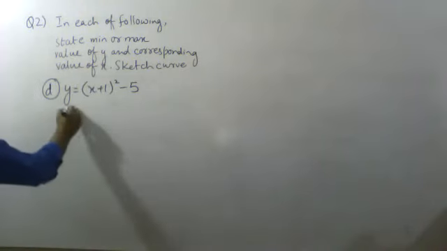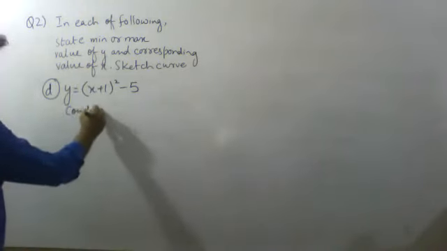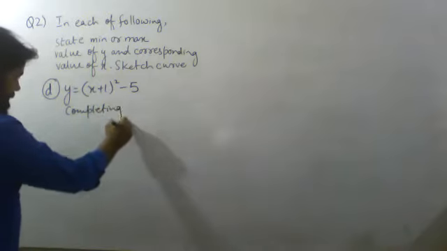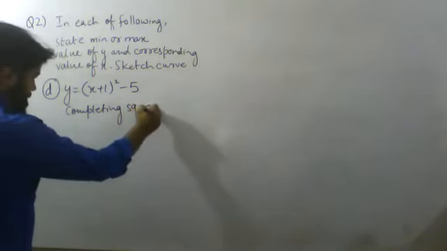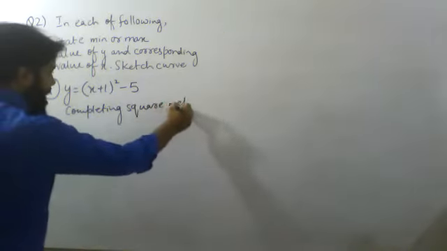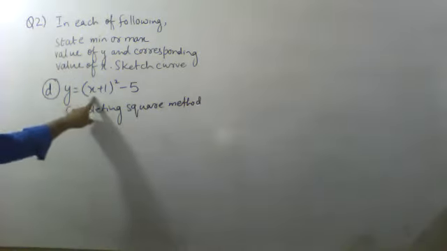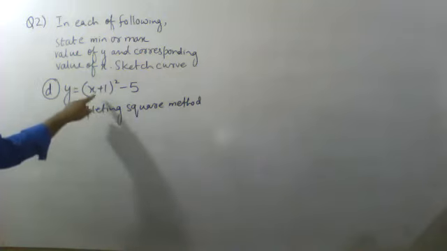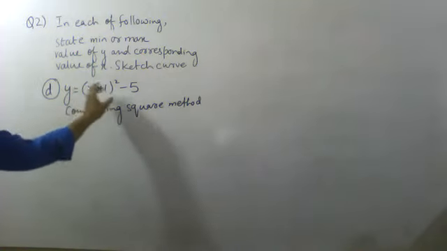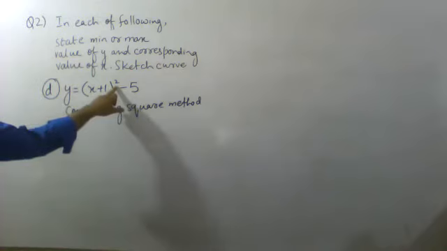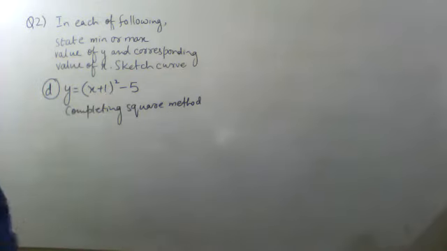So I'm using the completing square method. Why am I using the completing square method? Because I have got only a single variable x, which is already enclosed in a bracket with the square over it. So when I have got this, I can go with the completing square method.